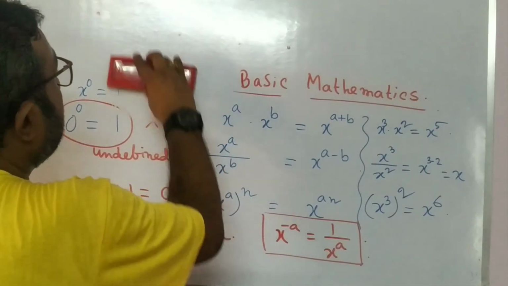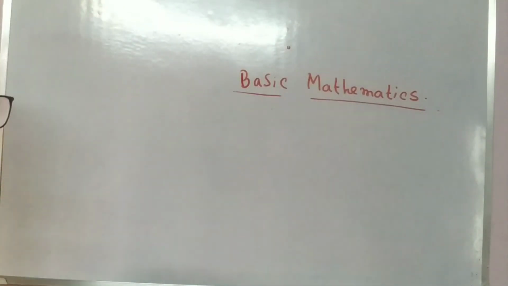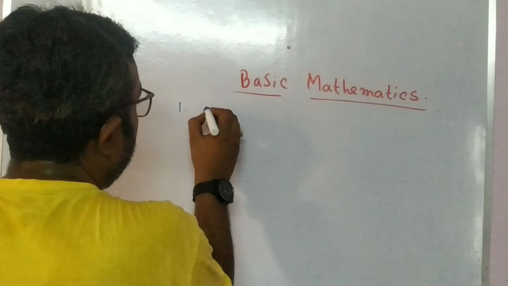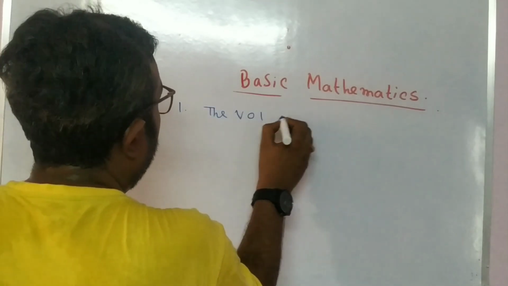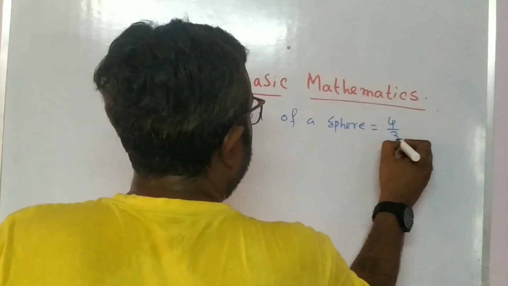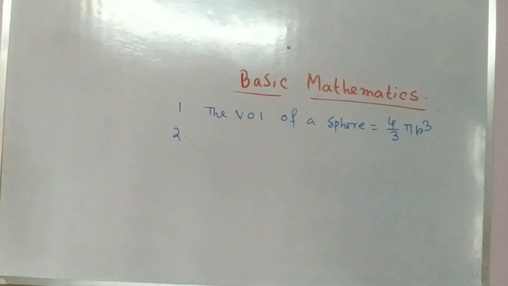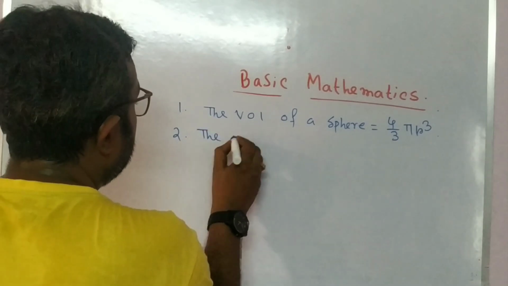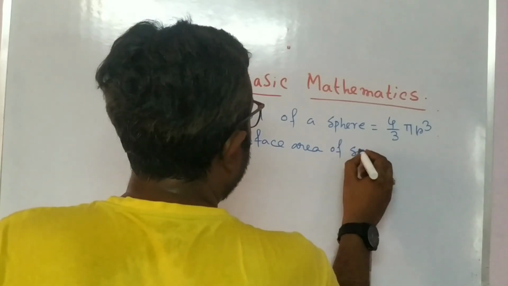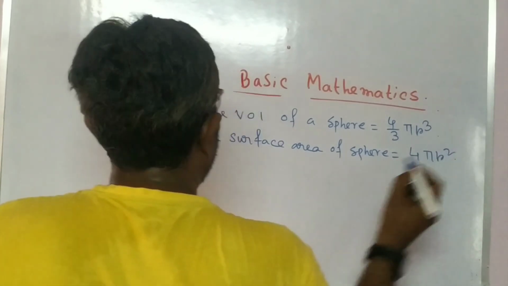Now we need to learn some geometric formulas. What are they? First, write the volume of a sphere: 4 by 3 pi r cube, and the second one is the surface area of sphere, which is 4 pi r square.